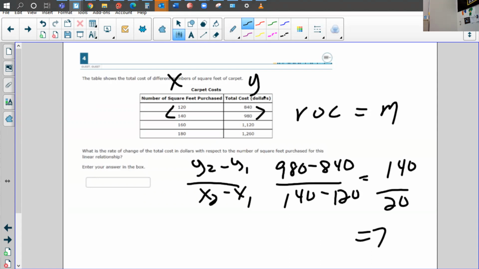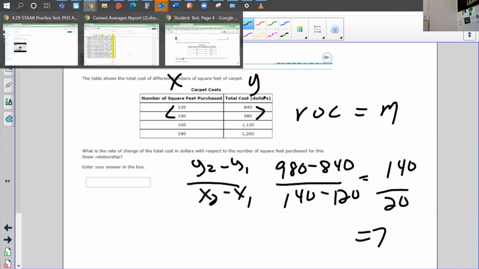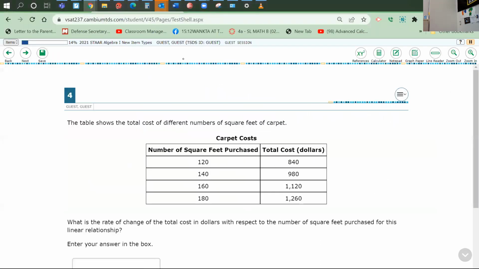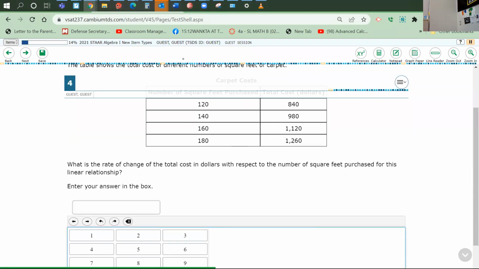All right, so my rate of change is 7 per square foot. And so if I go back here, I'm going to enter 7 here, and I'm good to go. Move on to the next one. All right.